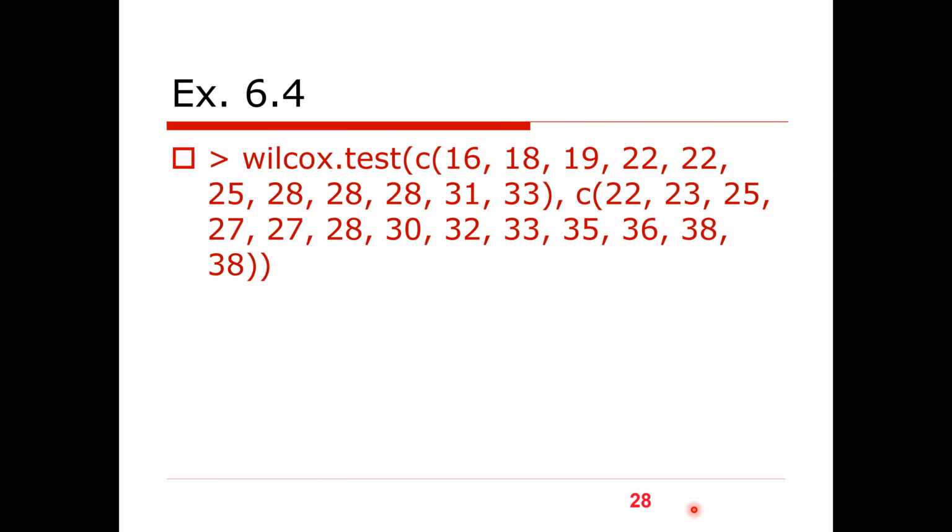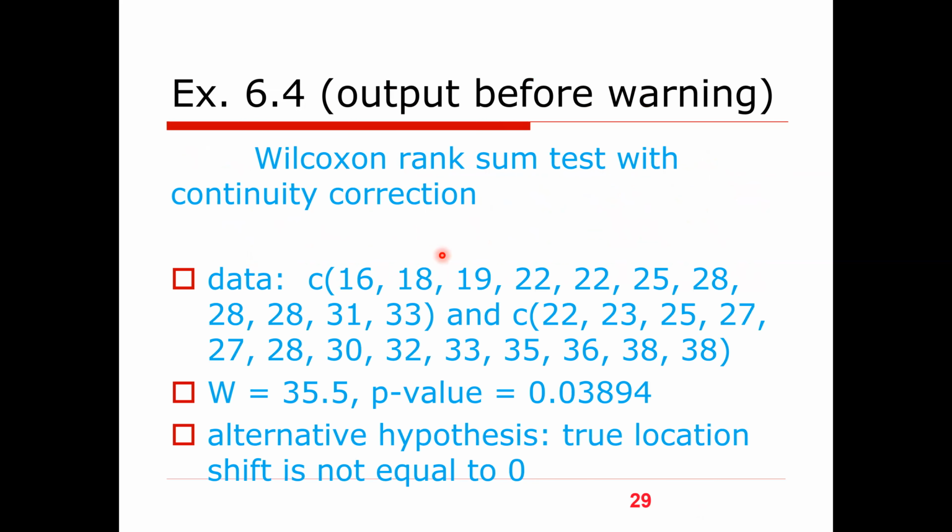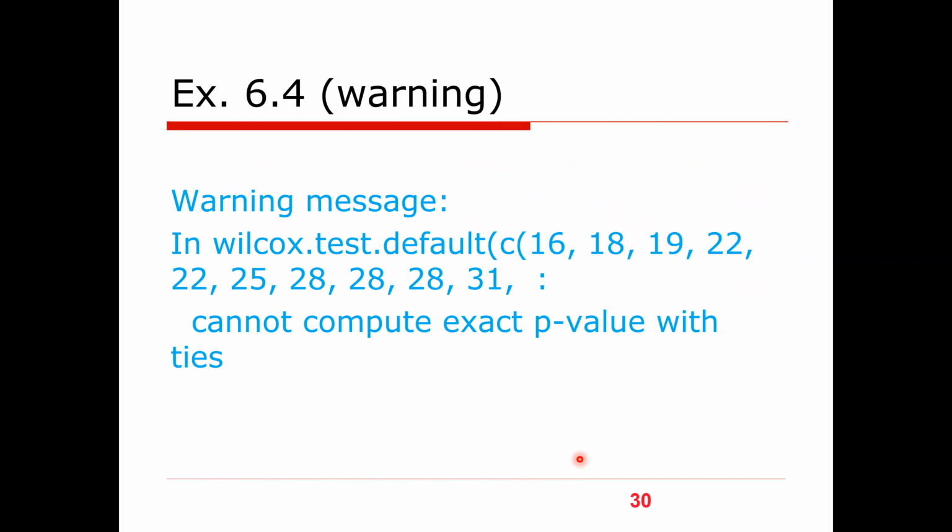So for this problem, if we use the Wilcox test in R, it will give us the asymptotic results, right? It will always give us a warning message that Wilcoxon does not work well with ties. So the p-value is the asymptotic p-value.